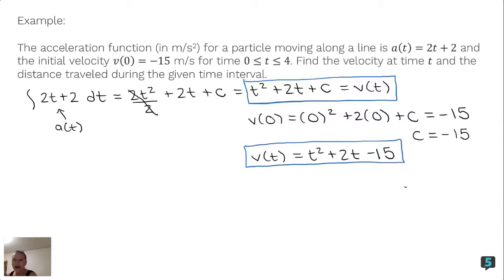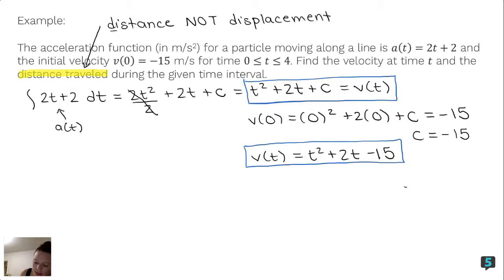Okay. Now, we need to find, at this point, the distance traveled during this given time interval. So this given time interval they're referring to is from 0 to 4 seconds. Now, notice that it says distance, not displacement. Remember that distance is always positive. So we're going to have to make sure that we use the absolute value here when we integrate, okay?